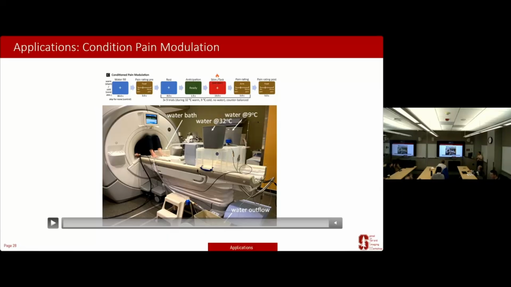So what we wanted to do was, there's a thermal pain on the right hand that you don't see here the thermal, but you see the button box. They also rate that pain.